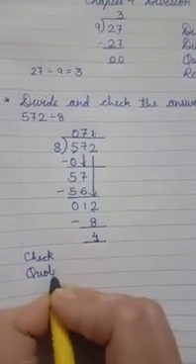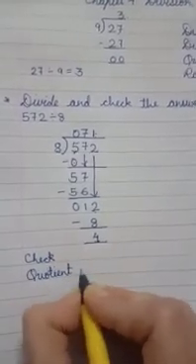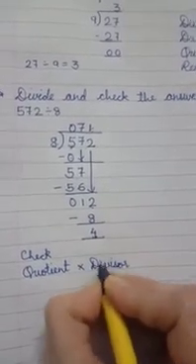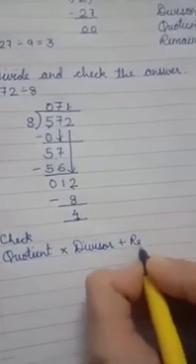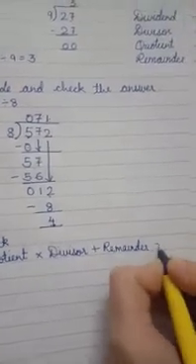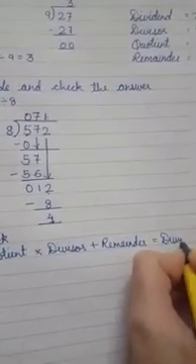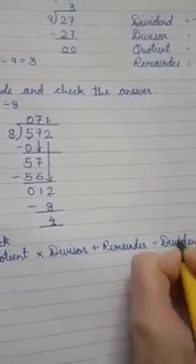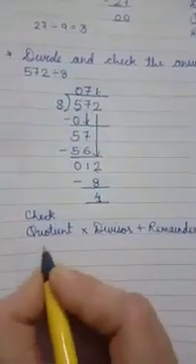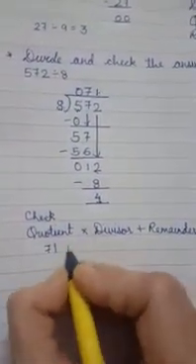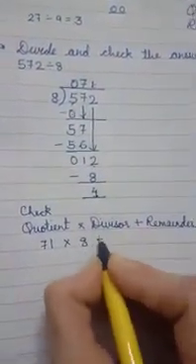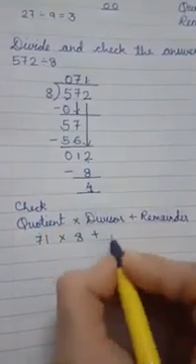Quotient into divisor plus remainder is equal to dividend. Here quotient is 71. 71 multiplied by divisor, here is 8, plus remainder. Remainder here is 4.